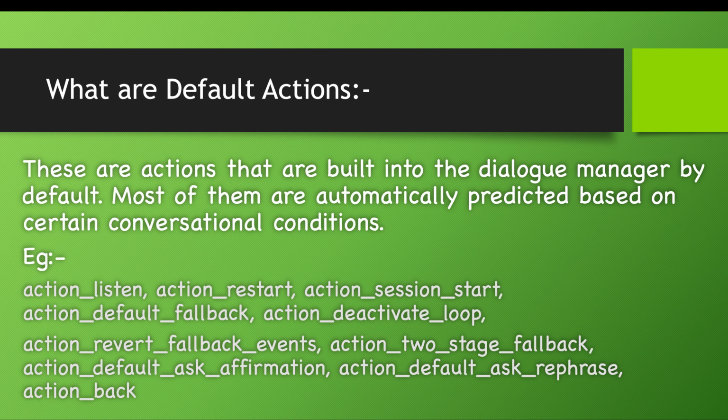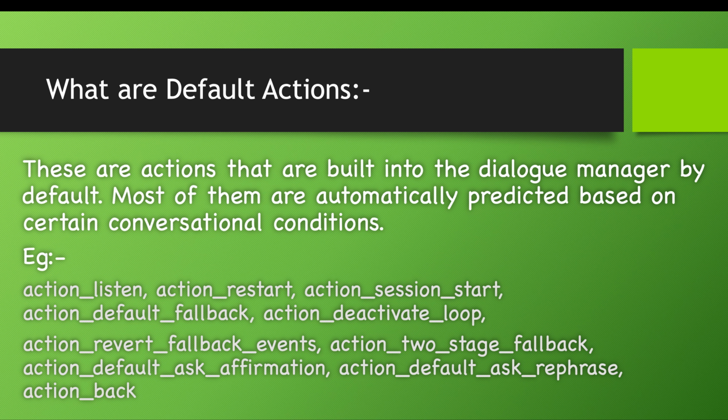The action default fallback undoes the last user bot interaction and sends the utter default response if it is defined. It is triggered by low action prediction confidence and if you have this fallback mechanism enabled. The action deactivate loop deactivates the active loop and resets the requested slot. This is used when handling unhappy paths in the forms.